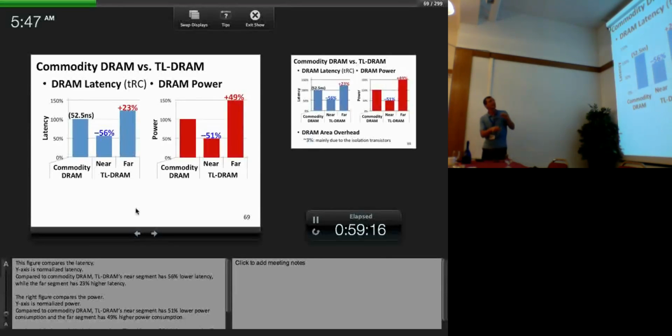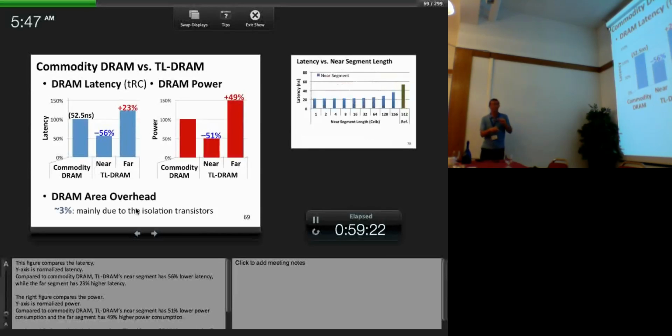DRAM power: near segment power reduces by 51%. Far segment power increases by 49%. And what's the area overhead? It turns out the additional area overhead of the isolation transistor to ensure reliable operation is 3%. I was actually surprised by this number because 3% is actually a large number in the entire DRAM chip. But to enable reliable operation, you need large isolation transistors.